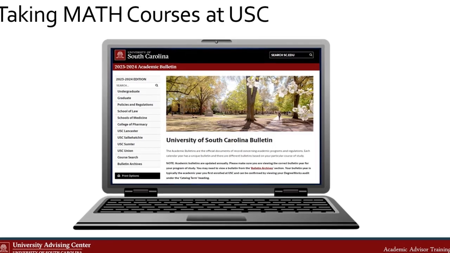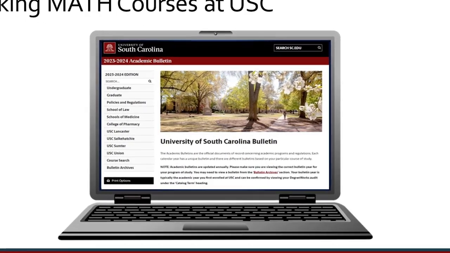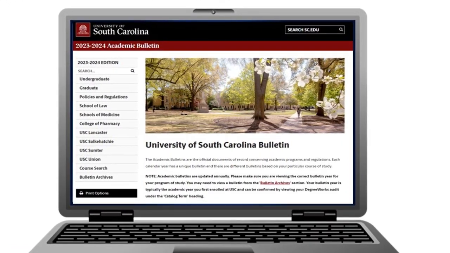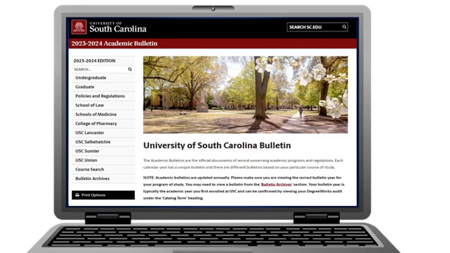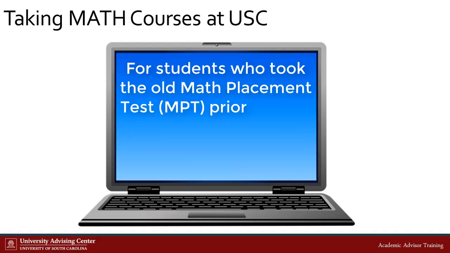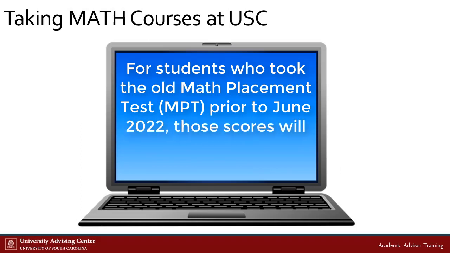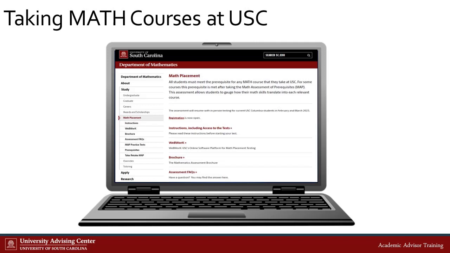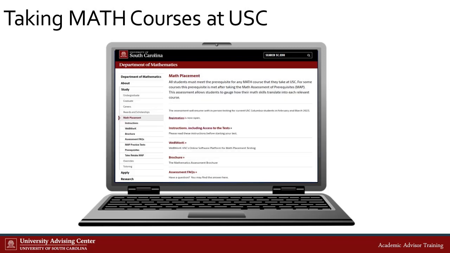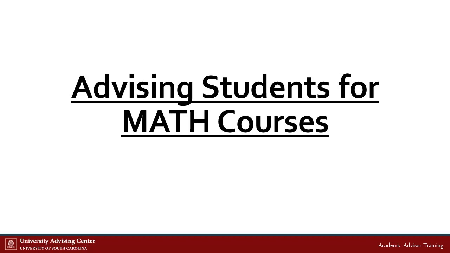Refer to the academic bulletin or a specific major map to identify Carolina Core ARP and math requirements for specific programs of study. For students who took the old Math Placement Test, or MPT, prior to June 2022, those scores will be valid for one academic year. Score information can be found on the Math Placement website at go.sc.edu/mathplacement.